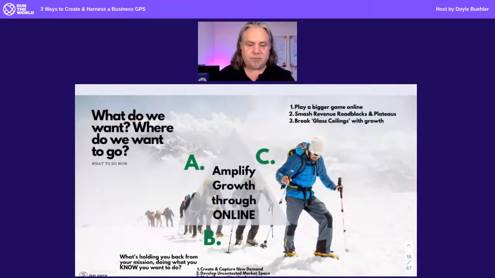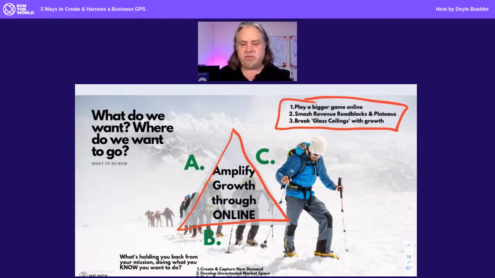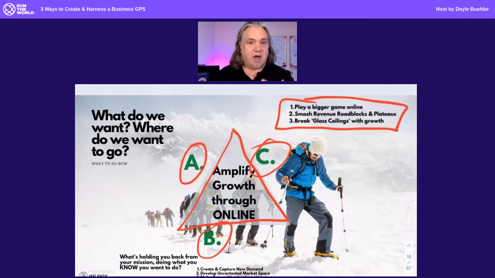So what do we want? Where do we want to go? This is what I call the amplified growth through online, and this is the growth pathway strategy. We want to be able to play a bigger game online. We want to smash revenue roadblocks and plateaus, and we want to break glass ceilings with the growth as well. So it's really important, and I'm going to start getting into these steps, ABC, so I can show you how it all fits together so we can keep track of it going forward.